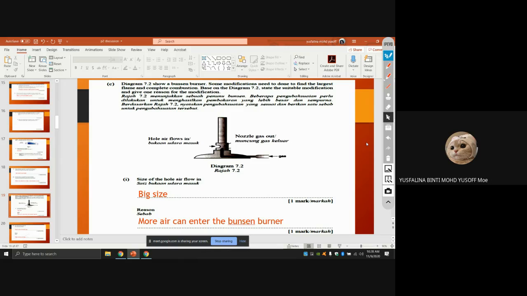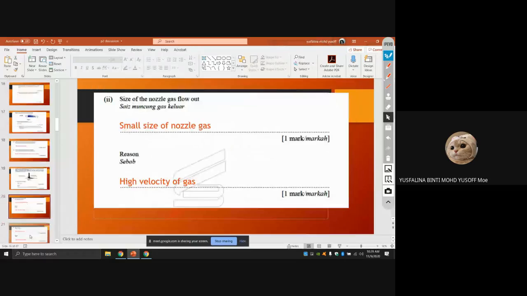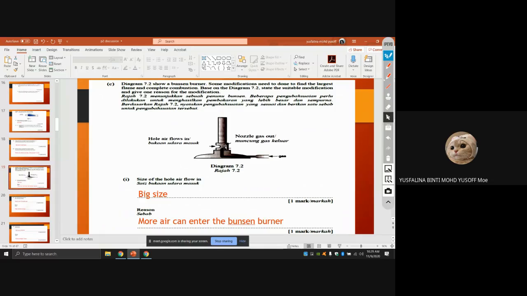Okay, so the size of the hole for air flow in should be big, so more air can enter the Bunsen burner. And the next one is the size of the nozzle for gas flow out. The nozzle here should be small.